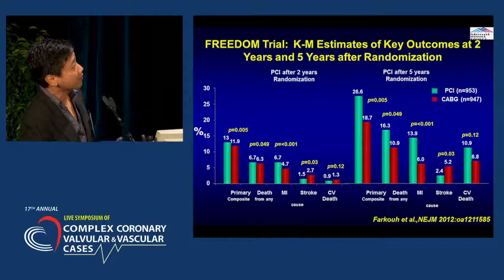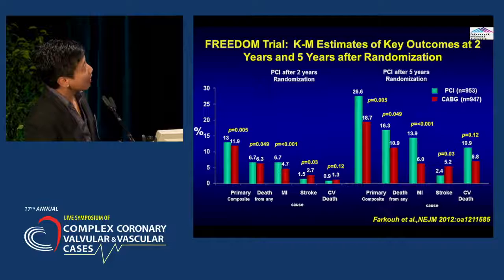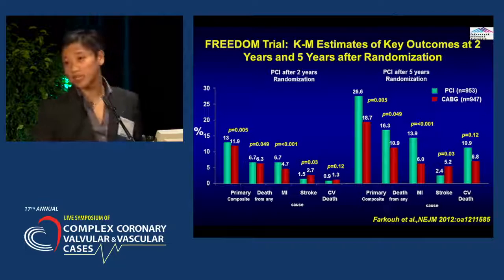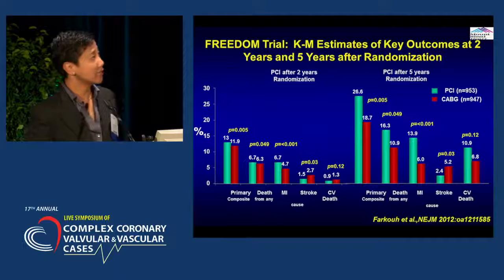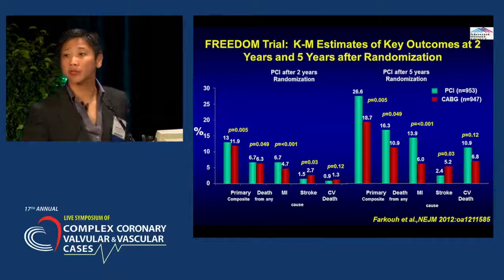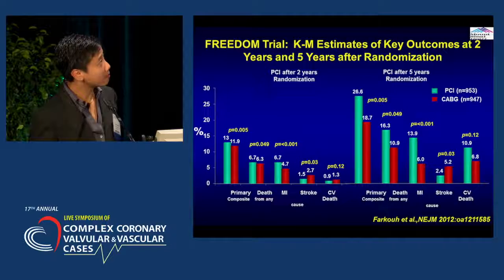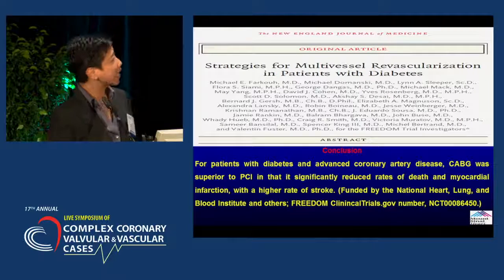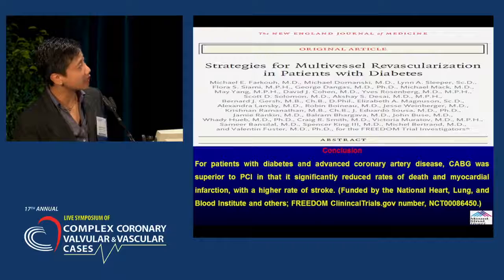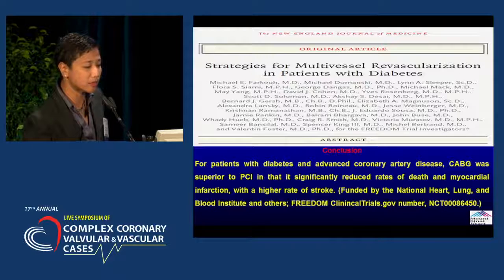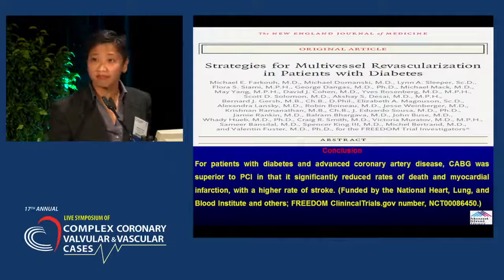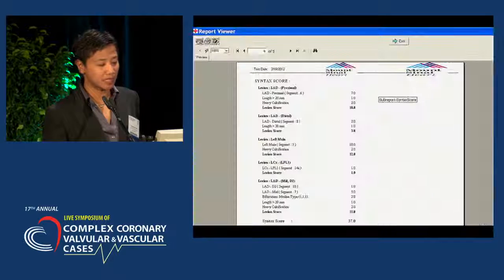At 2 years and 5 years, you see that for multivessel CAD with diabetes, you have to send for bypass. Everything is totally remarkable with the result for bypass patients. So for patients with diabetes and advanced CAD, CABG was superior to PCI in that it significantly reduced the rates of death and MI, with a higher rate of stroke. So there's a slight increase in stroke with CABG patients.